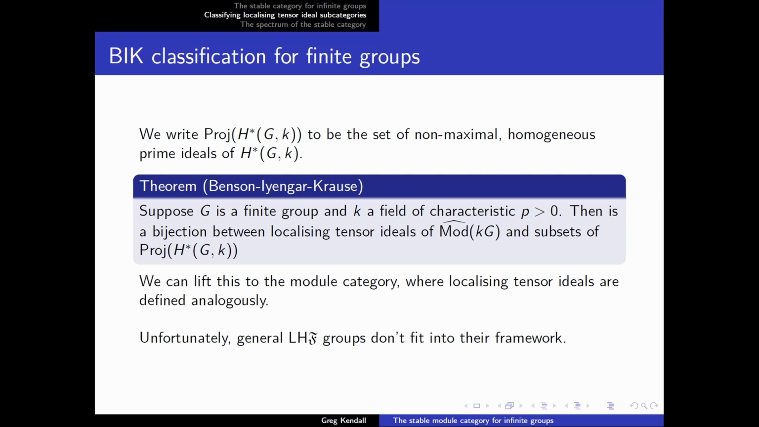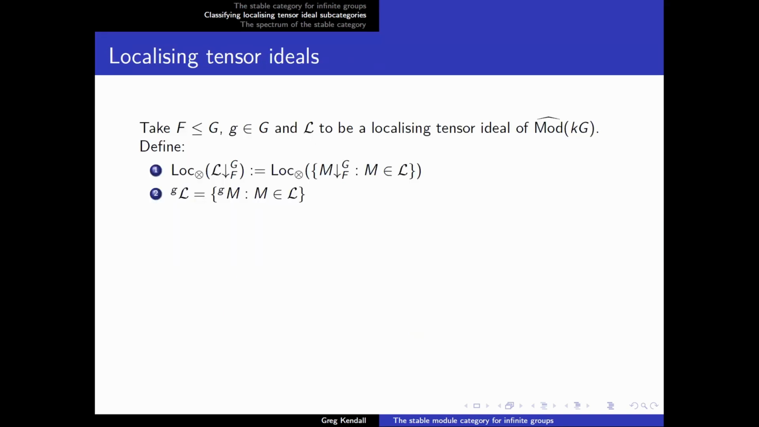But the problem is, as I said, they develop a lot of theory, but for LHF groups, the stable category, we can't just shove this into their machinery because it doesn't satisfy all the assumptions that they need. So we need to somehow do something else. The obvious thing to try is we take localizing ideals for our big LHF group and we just restrict it down to the finite subgroups. And then we use this theorem. And basically this works once you go through all the details.